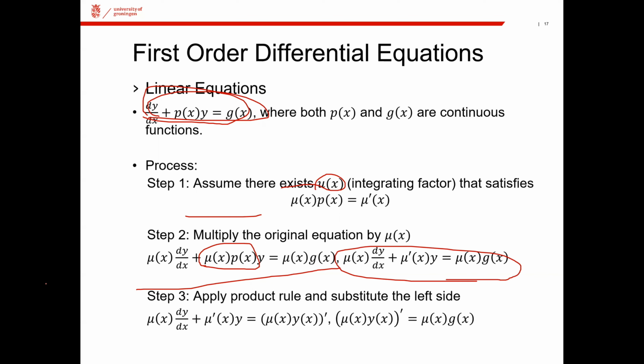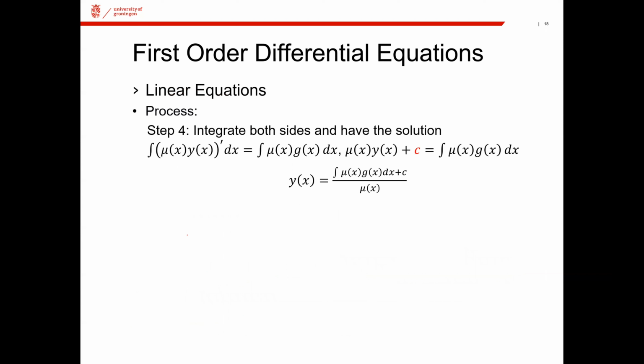And the third step is to apply the product rule and substitute on the left side. So the product rule, it is this part. So basically, the left side can be transformed into the derivative of the product of mu(x) times y(x). So it will be this equation in the end.